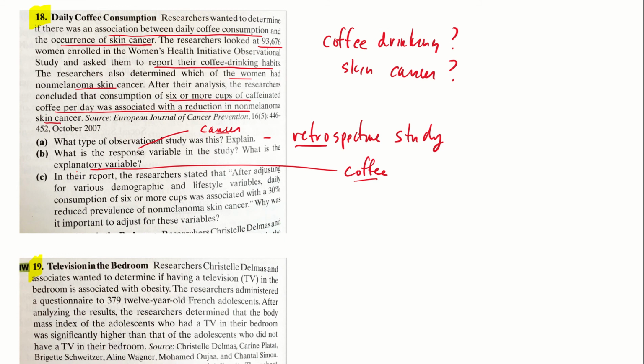Okay, and in their report they said after adjusting for various demographic and lifestyle variables, it was associated. So those are some lurking variables that could cause the association. So maybe people that live in a certain part of the country tend to drink more coffee and are outside more, so they have more skin cancer. So by eliminating some of these lurking variables, we can make an association, quite possibly, of the prevalence of skin cancer and drinking the coffee. All right.